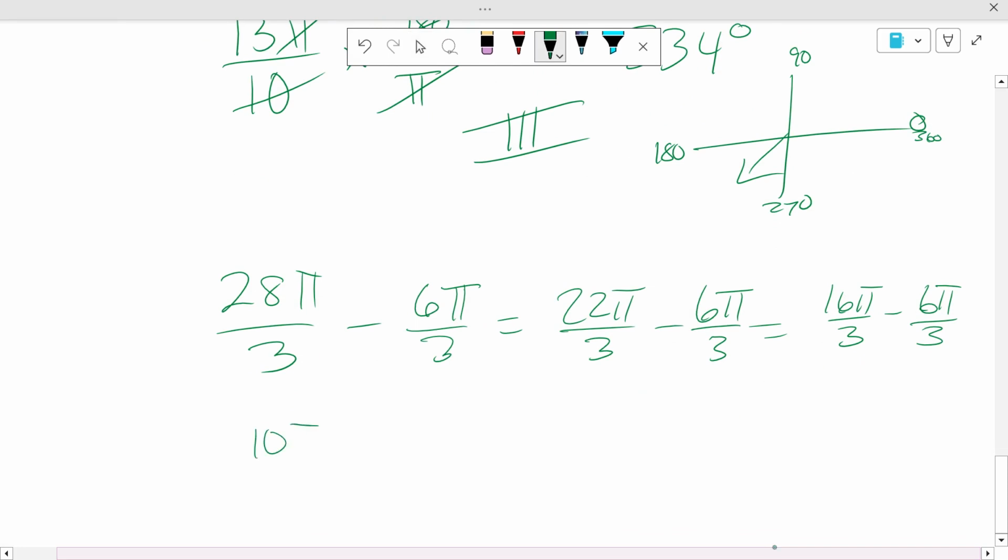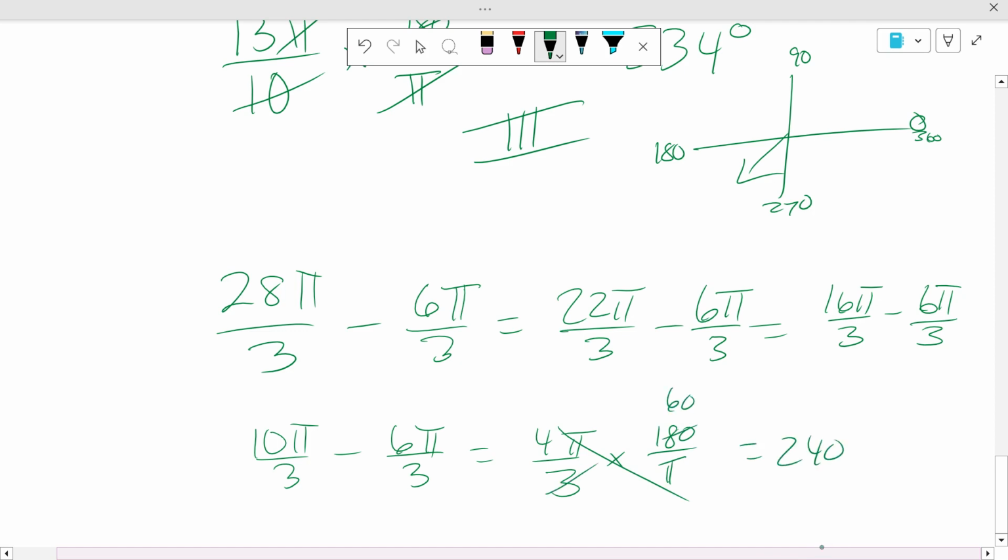And then I get 10 pi over 3, and then I subtract another 6 pi over 3, and I get 4 pi over 3. And that seems more like where I need to be, because if I subtract another 6 pi over 3, I'll be negative. So 4 pi over 3 is where I need to be. And then if I just change it into degrees, 4/3 of 180 is 240 degrees. 240 is where? Well, it's in quadrant number 3. Okay? So that's how to find the quadrant that you're in. Okay? All right.